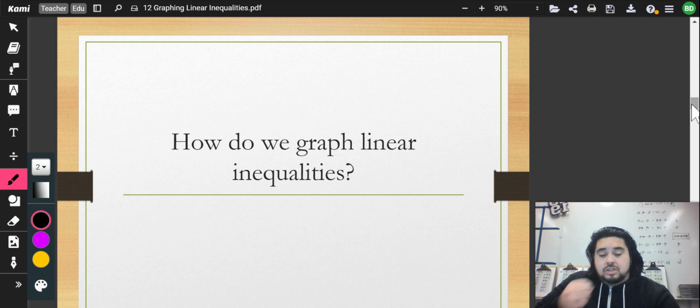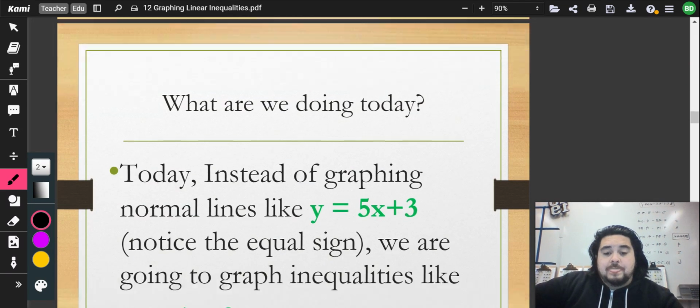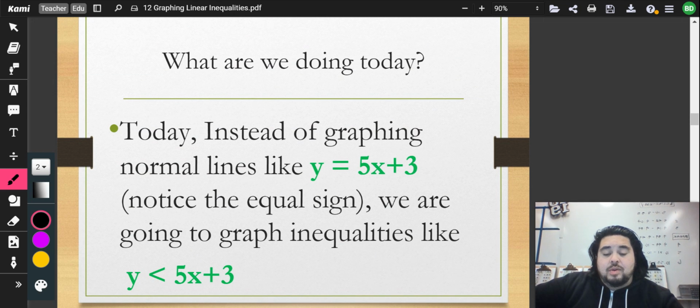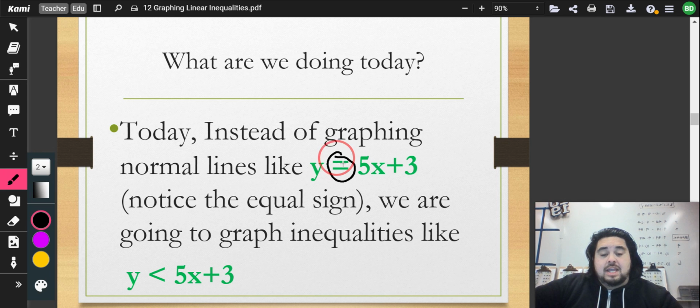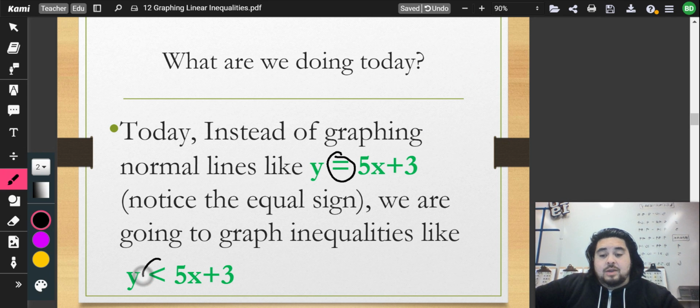Okay, so here's what an inequality looks like when you graph it. Again, we're replacing the equal sign with an inequality. We're used to graphing y equals mx plus b, so something like y equals 5x plus 3. Today we're going to take that equal sign out and replace it with an inequality.